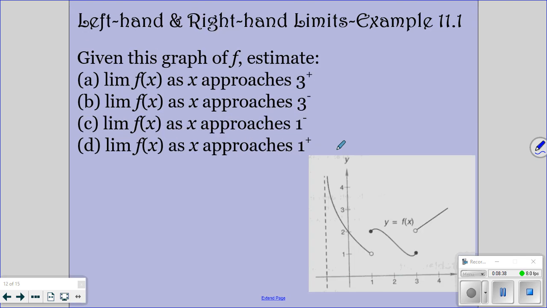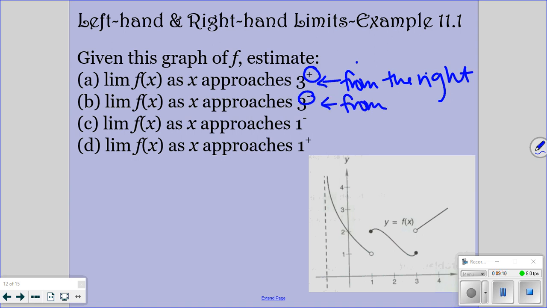So let's look at this one. Given the graph of f, we want to estimate the limit of our function as x approaches 3, and then you see this little plus sign, 3 and the negative. You see those? This means from the right, because of that little plus sign there. This little minus sign means from the left. So you're going to start either to the left or to the right of 3, depending on what it's asking for.